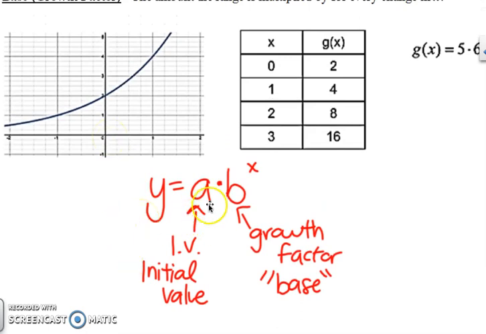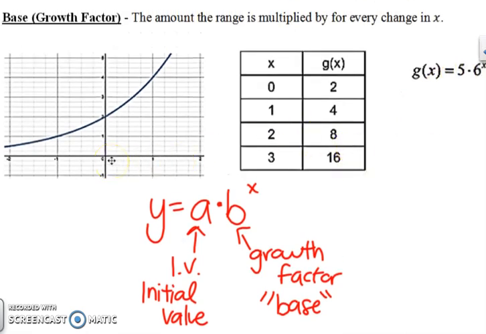So the first thing you have to find is the starting point. The second thing you have to find is the growth factor. What are they multiplying by each time? All right, so let's take a look at this. With a graph, your initial value is right here. So your initial value is where it crosses the y-axis, just like a line. So your initial value is a 2.